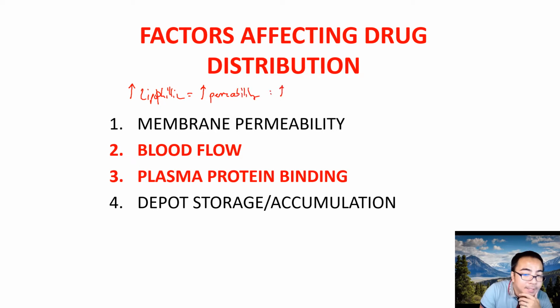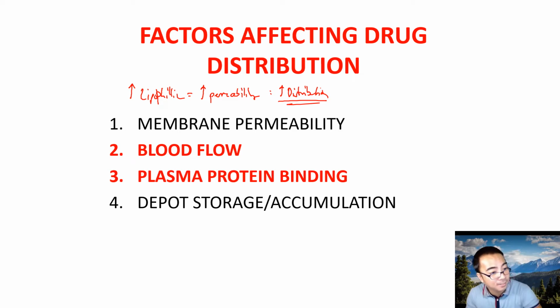Therefore, it increases distribution. Because again, ang goal natin sa distribution class ay umalis ang gamot sa bloodstream para pumunta sa target sites niya or pwedeng pumunta sa adipose tissues, and so on and so forth. Okay? That's distribution. Blood flow is very important. Why? If the blood is not flowing, how will the drug distribute?